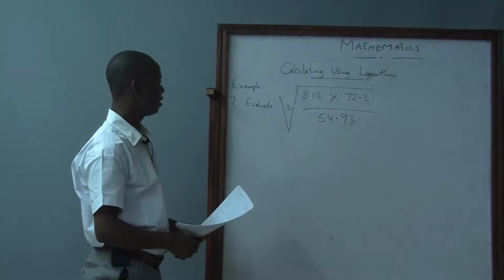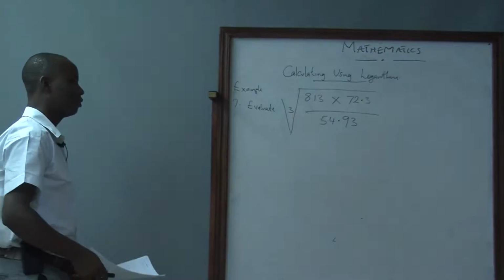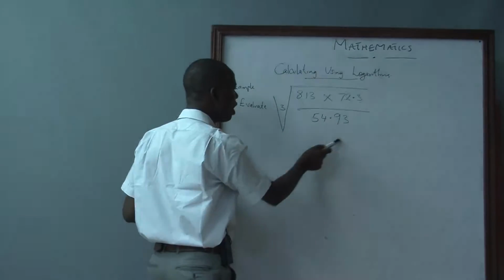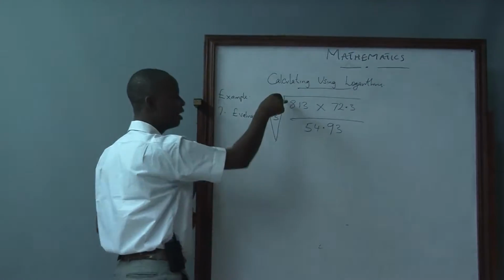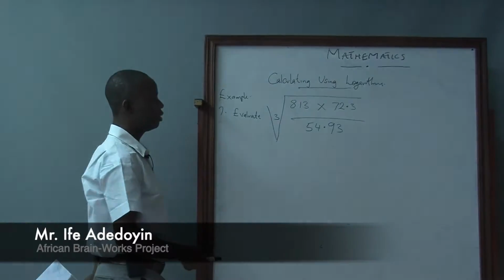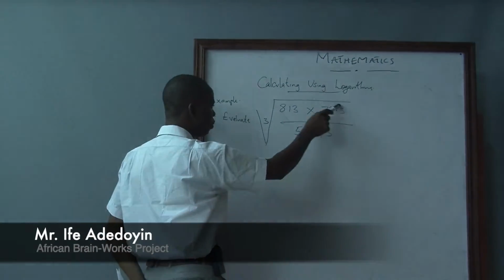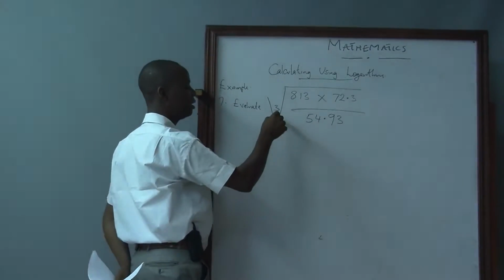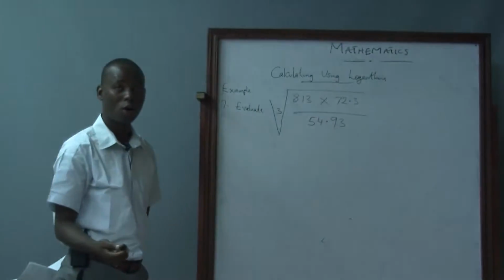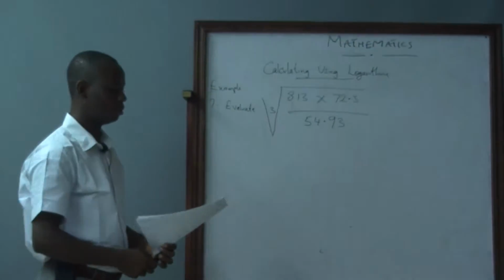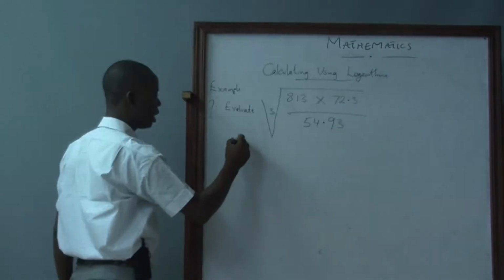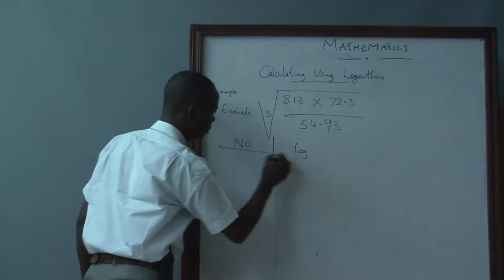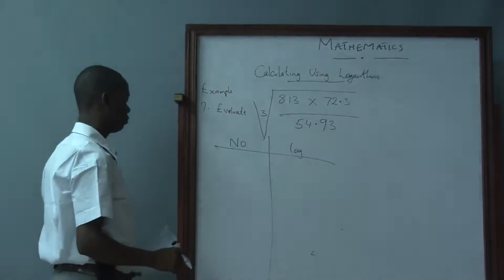The final example we have here, example number 7, we have to evaluate this. What we're going to be doing here, you will discover that the whole expression we have is inside the cube root. So we're going to be dealing with the whole expression first, and after that, we'll find the cube root by dividing the log by 3. Okay, let's start and see how we're going to do that. Still using the log table, we're starting with what we have inside the cube root first.